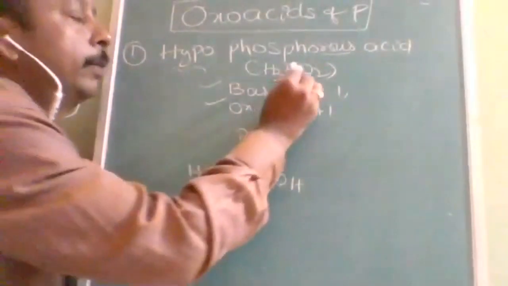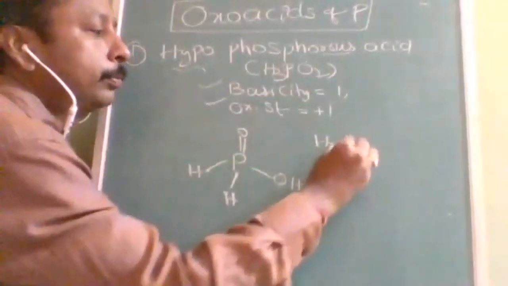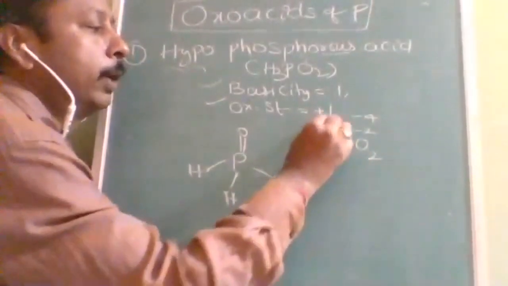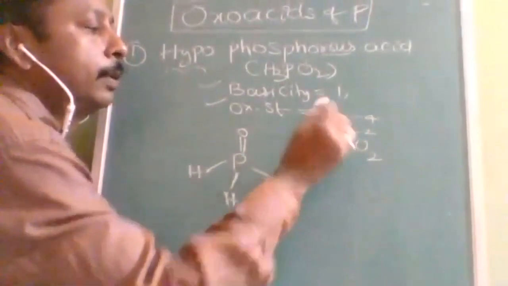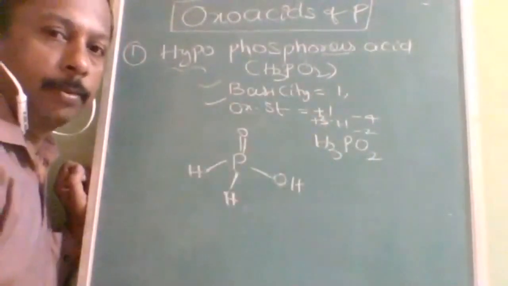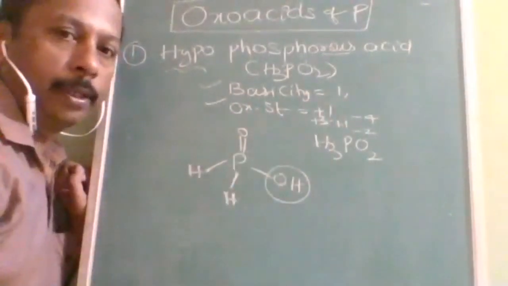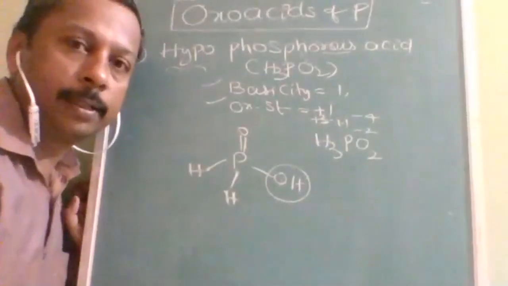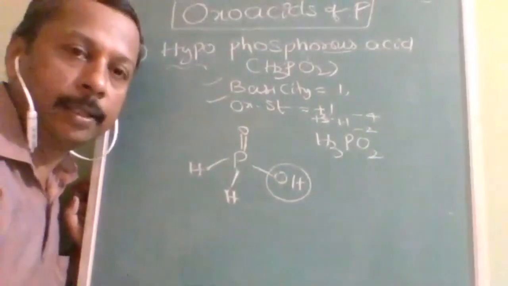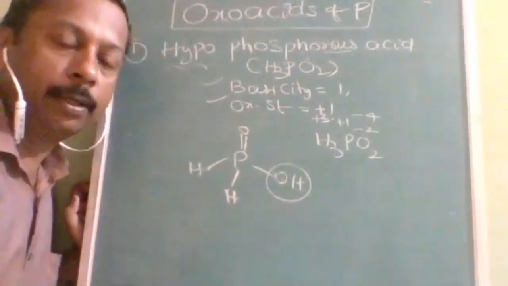Now from the normal oxidation state, here H3PO2: minus 2 into 2 is minus 4, and plus 3, sorry, it is going to be plus 1. Oxidation state of phosphorus is how much? Plus 1. Basicity will be decided by the number of OH. The very first oxo acid of phosphorus is hypophosphorus acid. Formula is H3PO2. Basicity is 1. Oxidation state is plus 1. This is the structure.